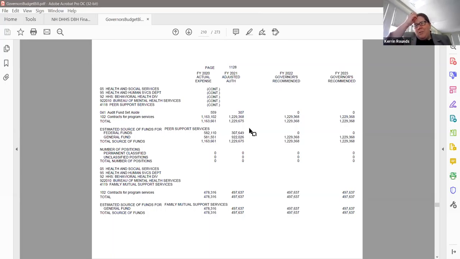Were there any long-term supports and services, Jane? No, I don't think so. I think it was mostly behavioral health. And then we were going to general funds in those other accounts. Is that what you're...? Yes. So those general funds that were in the IDN account are now back across the department.